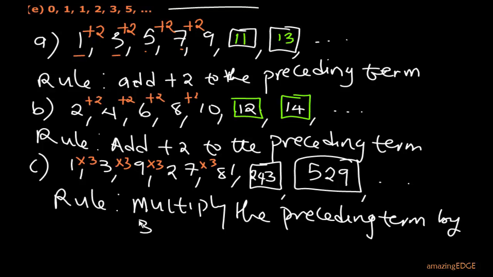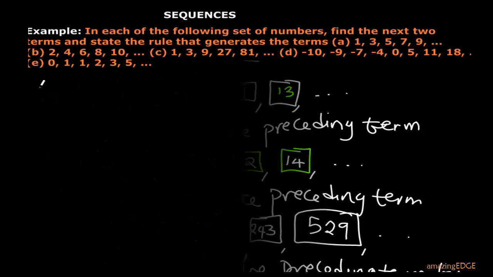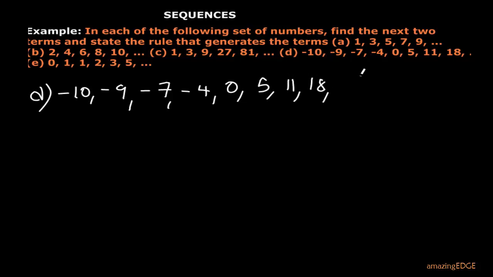Then there are many of them. Look at the D part now. We look at the D part and see if we can understand the behavior of that set of numbers. So the D part says you have, starting with minus 10, minus 9, minus 7, minus 4, 0, 5, 11, 18. So we need to get the next term here.